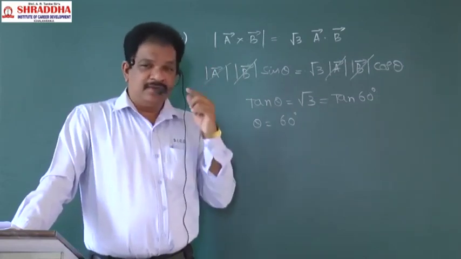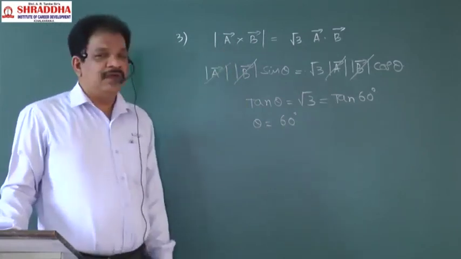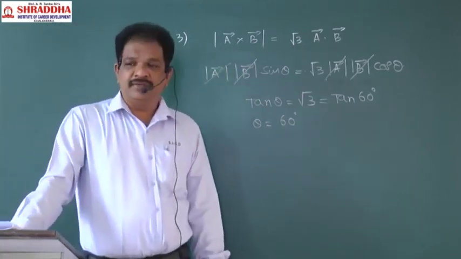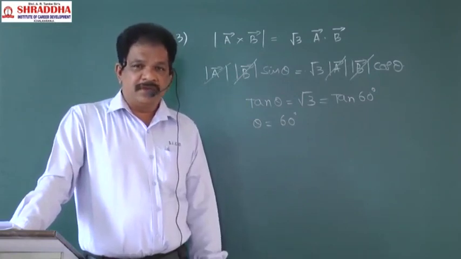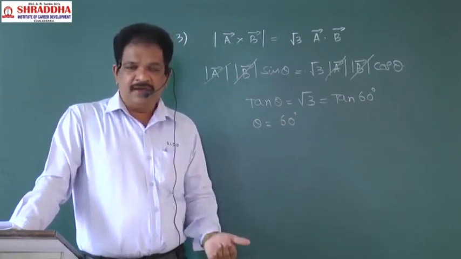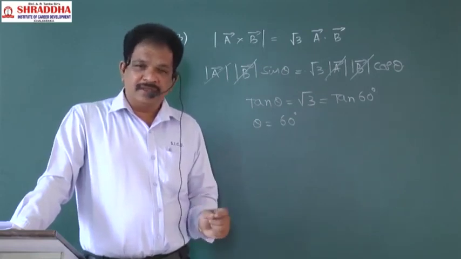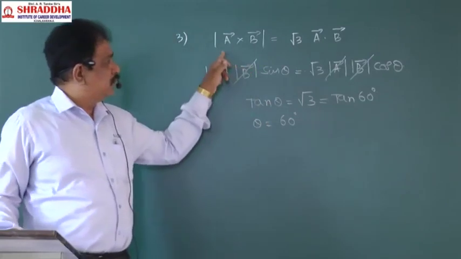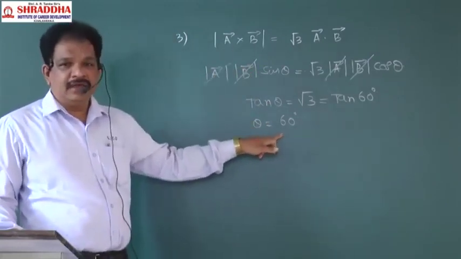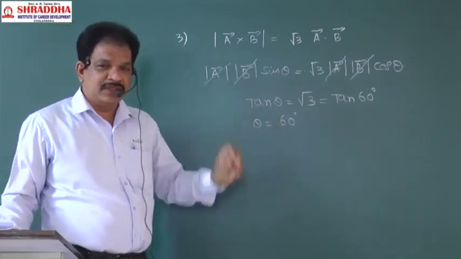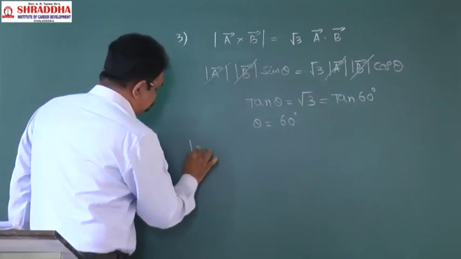They gave a clue. What is the clue they are giving? Modulus of A bar cross B bar is equal to root 3 into A bar dot B bar. Then find modulus of A bar plus B bar. That is the question. So using this clue we found the angle between A and B is equal to 60 degrees. Then find that value, how much that is.